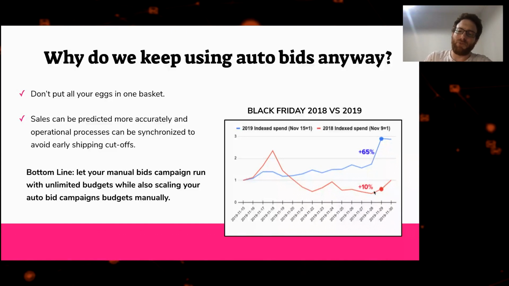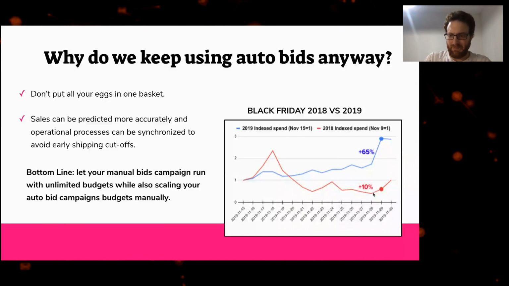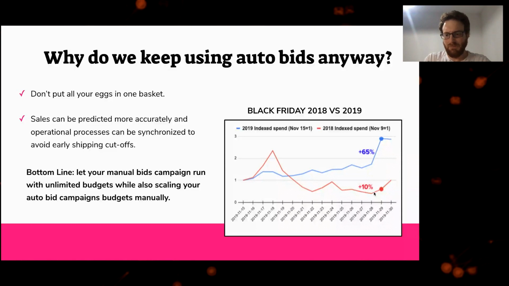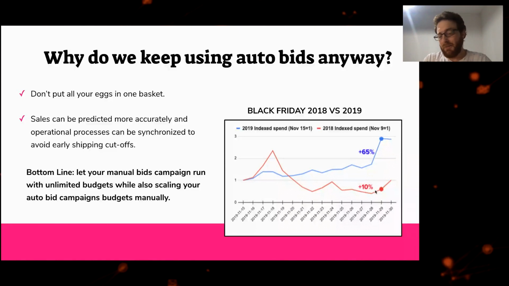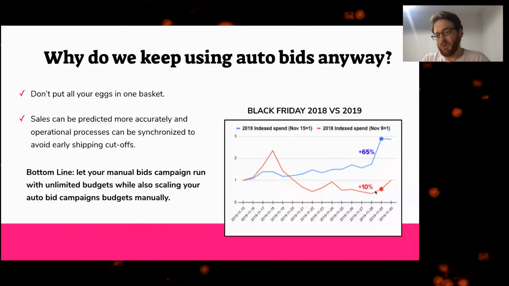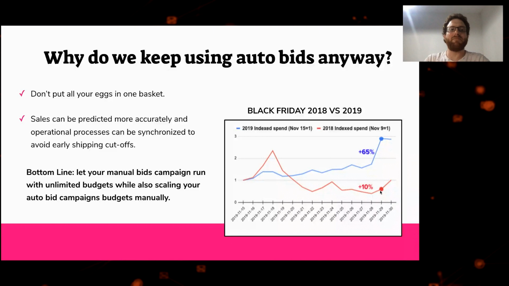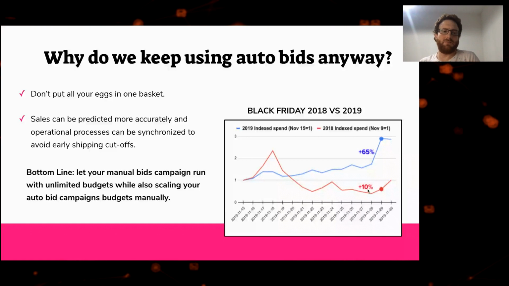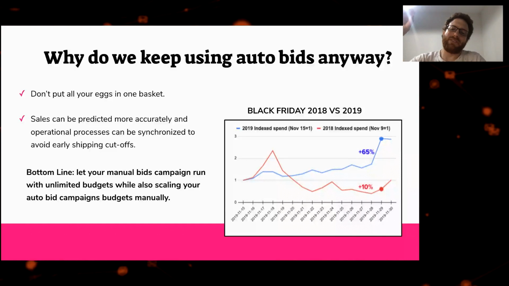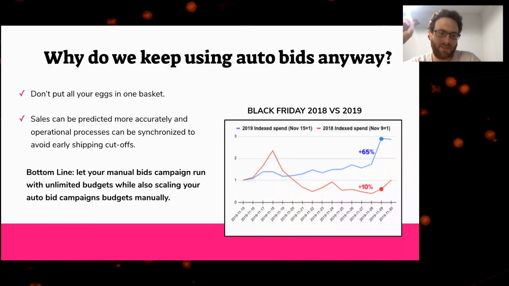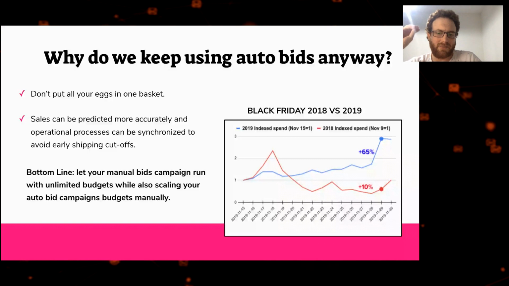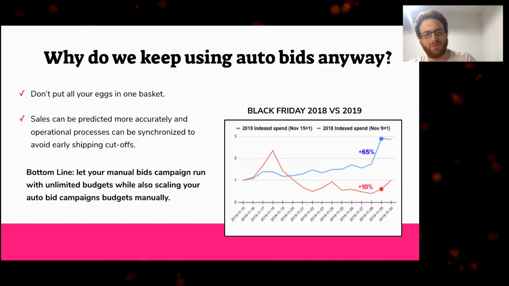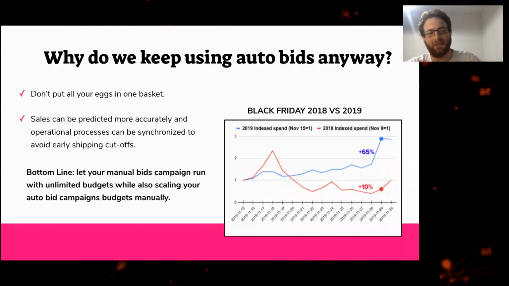So that's actually a pretty important point about manual bids. A pretty big shortcoming is that they're unexpected, they're very hard to predict, and basically a bit risky. And that's not a risk that I was willing to take on Black Friday. I'm not a brave man. So the first reason I'm using auto bids anyway is not to put all my eggs in one basket. The other one is that I do need some predictability during these days, because good sync with our operations departments and with customer service is also crucial in Q4, so they can prepare factories better and avoid early shipping cutoffs.